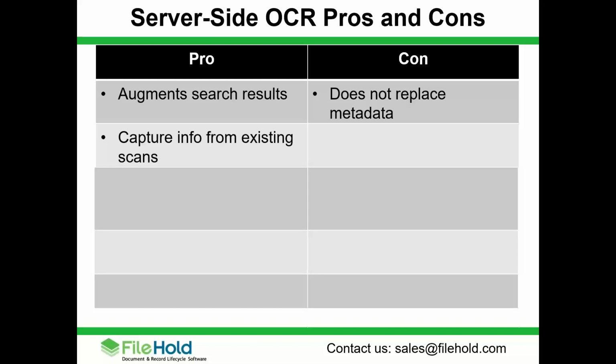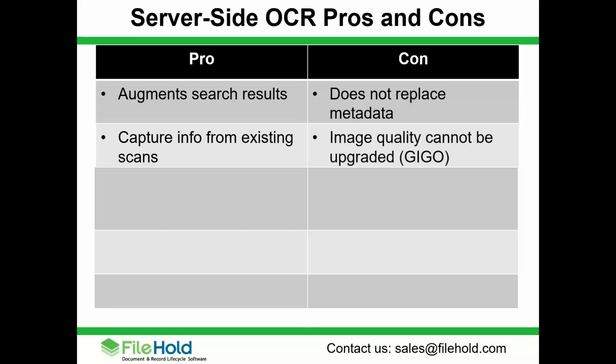Another pro is that it captures info from existing scans. So if you've got a large digital repository already full of scanned documents where no OCR was applied, we can pull that information in when you add those documents into FileHold. So we don't lose the content that's there. You don't have to go back and reprocess those documents. The same amount of effort to add them into FileHold will also put them in with that OCR layer attached to it.